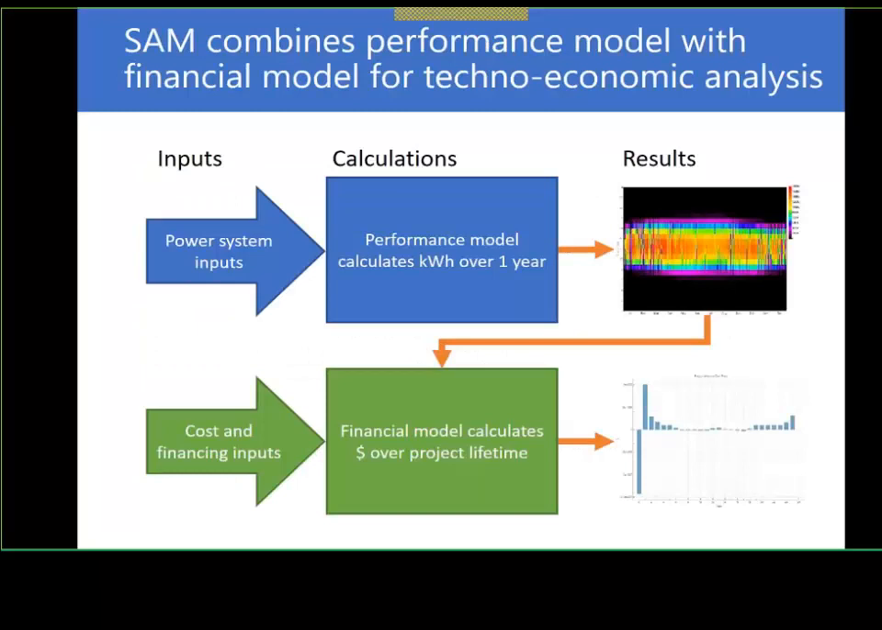This is a diagram showing how the performance model and the financial model work together. So this makes SAM what we call a techno-economic analysis model. You provide inputs to the performance model. It calculates the kilowatt hours produced by the system, and then there are inputs that you provide to the financial model. They get combined with those kilowatt hours from the performance model, and out comes a cash flow from which we can calculate metrics like net present value, levelized cost of energy, and so on.